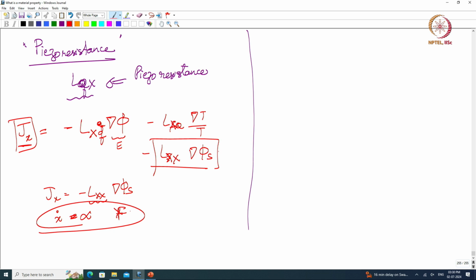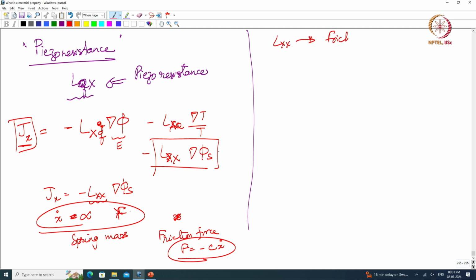Now, this is very similar to a spring mass system, where the friction force F is equal to minus C x dot. So, this is very similar to that. So, my L x x tells me something about the friction force, friction coefficient or inverse of it. So, this is like a damped spring mass system. This is analogous to a damped spring mass system.